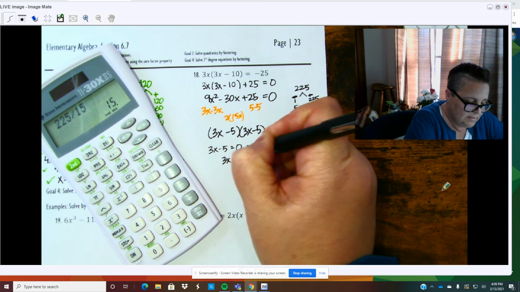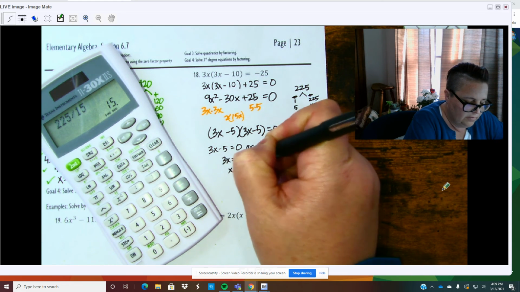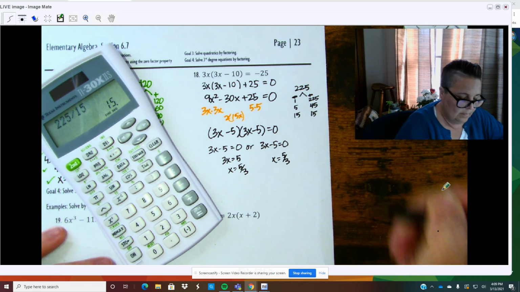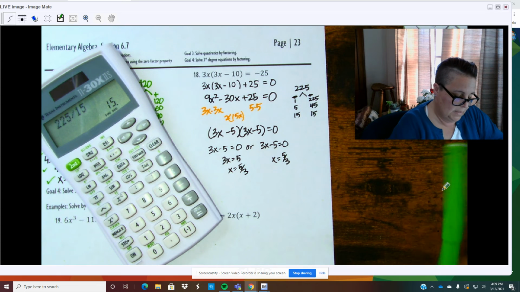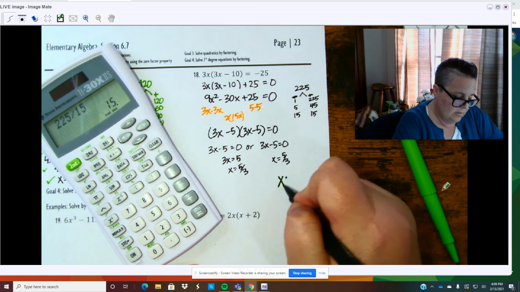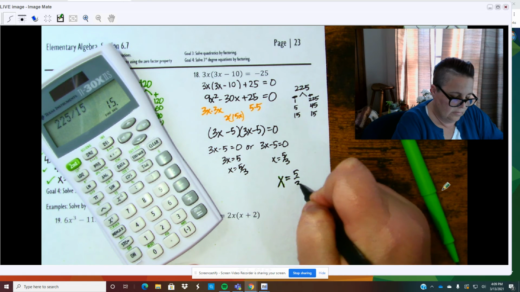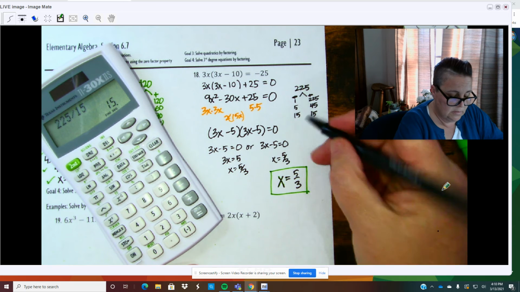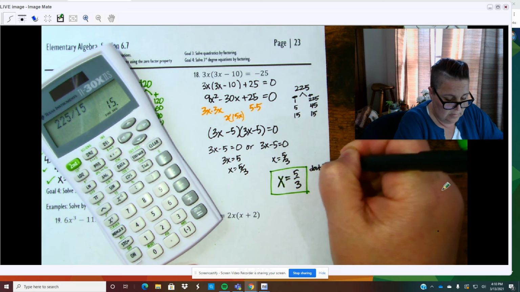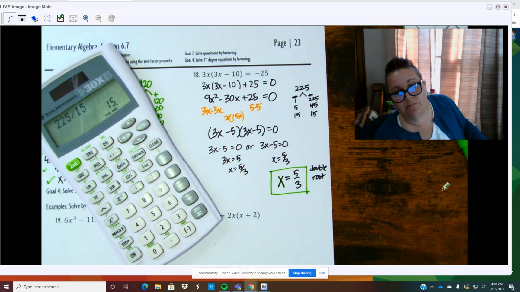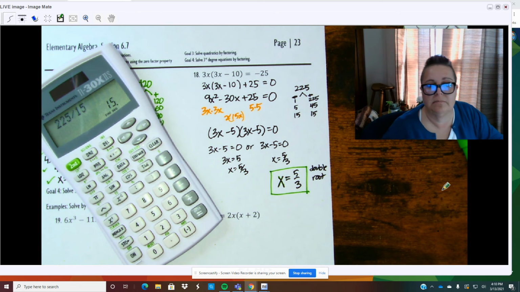So 3x is 5 and x is 5/3. Same thing is going to work here. And so we get that x is 5/3. And we have, again, what's known as a double root. That's okay. Double root. 5/3 comes up twice. It's the same factor 2 times.